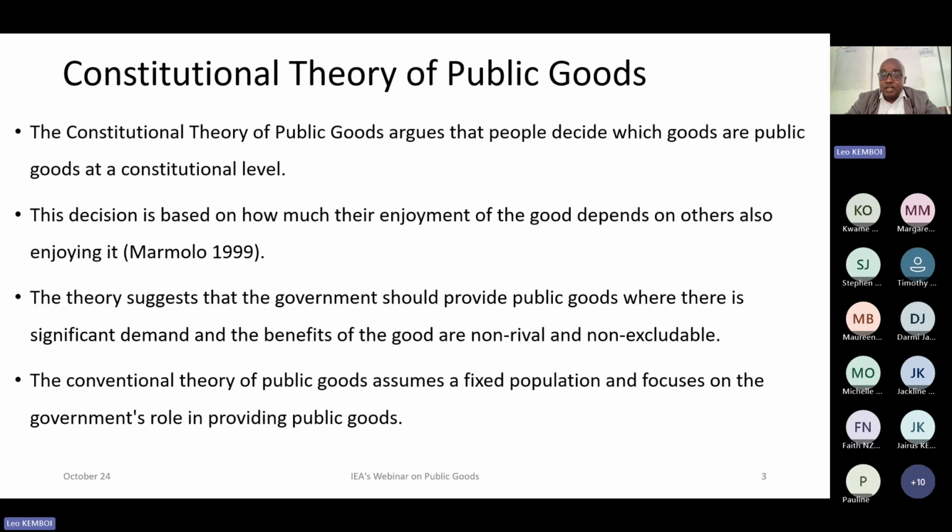Another issue is that this theory provides a basis for saying that government should provide public goods where there is significant demand, even if those benefits are not non-rival and non-excludable. And again, that theory focuses on a fixed population and is largely focused on government providing public goods.